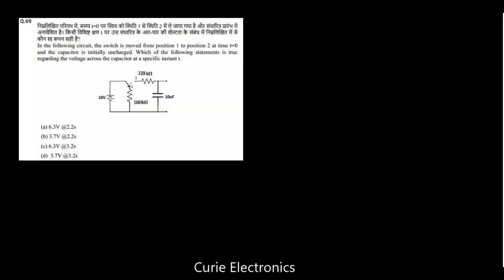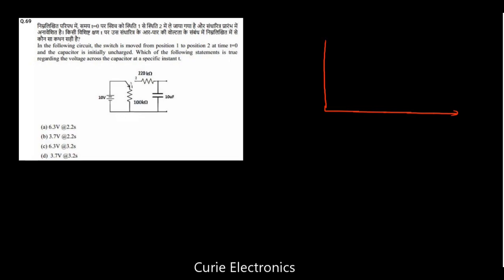Question 69. In the following circuit, the switch is moved from position 1 to position 2 at time t equal to 0, and the capacitor is initially uncharged. Which of the following statements is true regarding the voltage across the capacitor at a specific instant t? The question is about the charging of the capacitor.